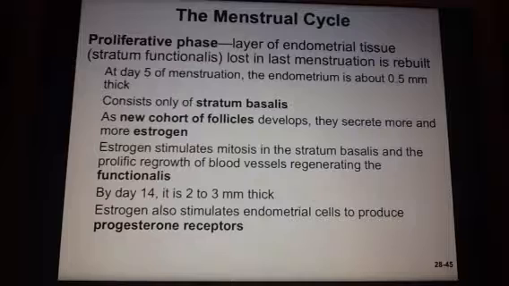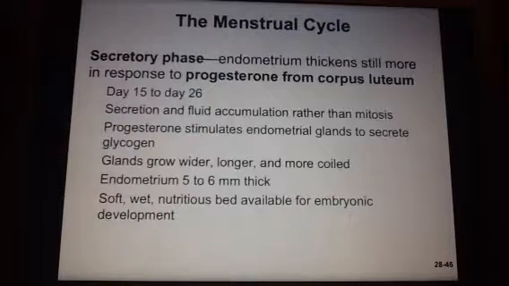in not 2 weeks, in 1 week, week and a half. So then in the secretory phase, the endometrium thickens from day 15 to day 26. It doesn't thicken from mitosis, it thickens from secretion and fluid accumulation. The glands grow wider, longer, and more coiled, and so it can get to 5 to 6 millimeters thick. This is a nice, nutritious bed for embryonic development.